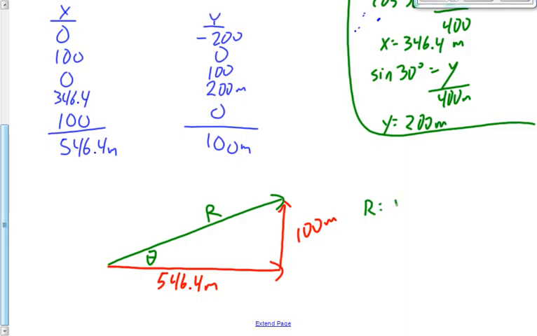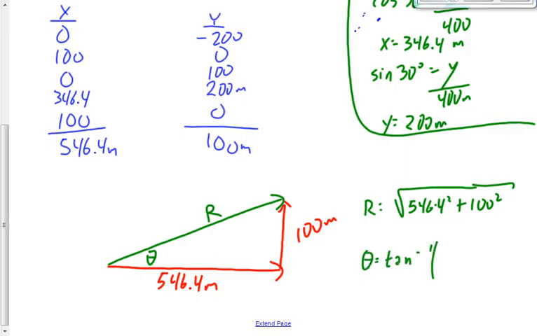R can be found by taking the square root of 546.4 squared plus 100 squared. And theta can be found, as we know from the last couple of days, by the inverse tan function of opposite over adjacent. Can you tell me which side is the opposite side of this triangle? Is it 546 or is it 100? Which one's opposite to that angle? Fraser? Good.